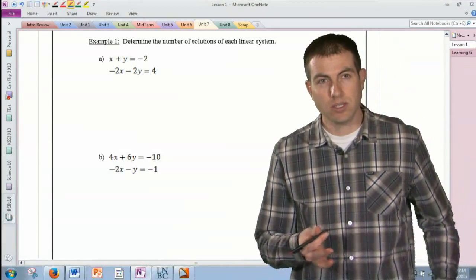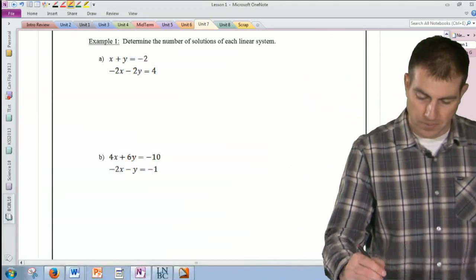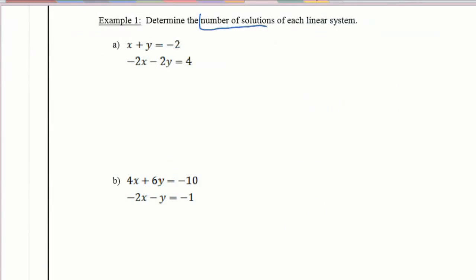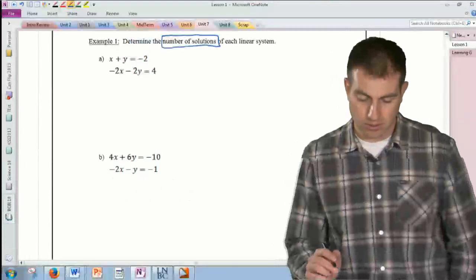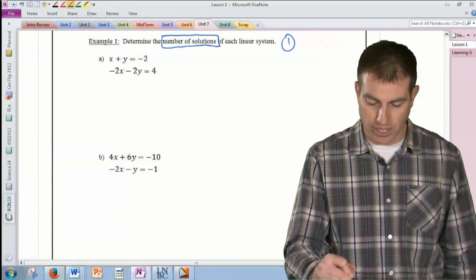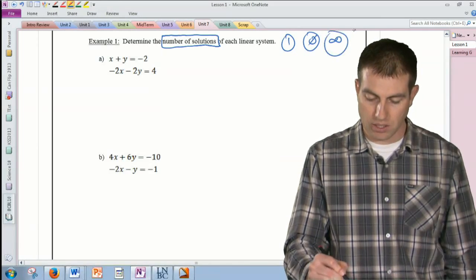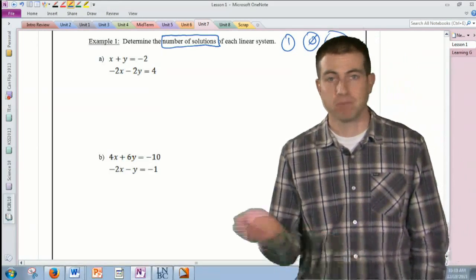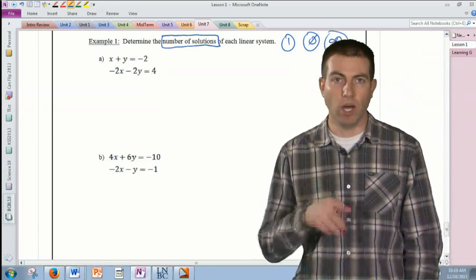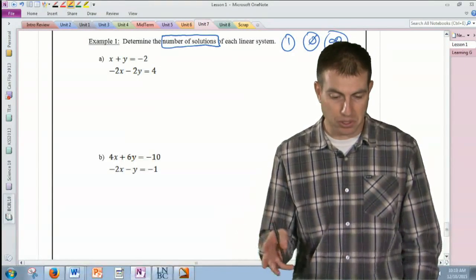And the question is a bit kind of misleading, perhaps. It asks determine the number of solutions. So the question isn't asking us what the solution is, it's asking how many solutions there are. So we have 3 choices. We have 1 solution, we have 0 solutions, or we have infinite solutions. That's what your answer is going to be. 1, none, or infinite. That's it. Those are the 3 choices.